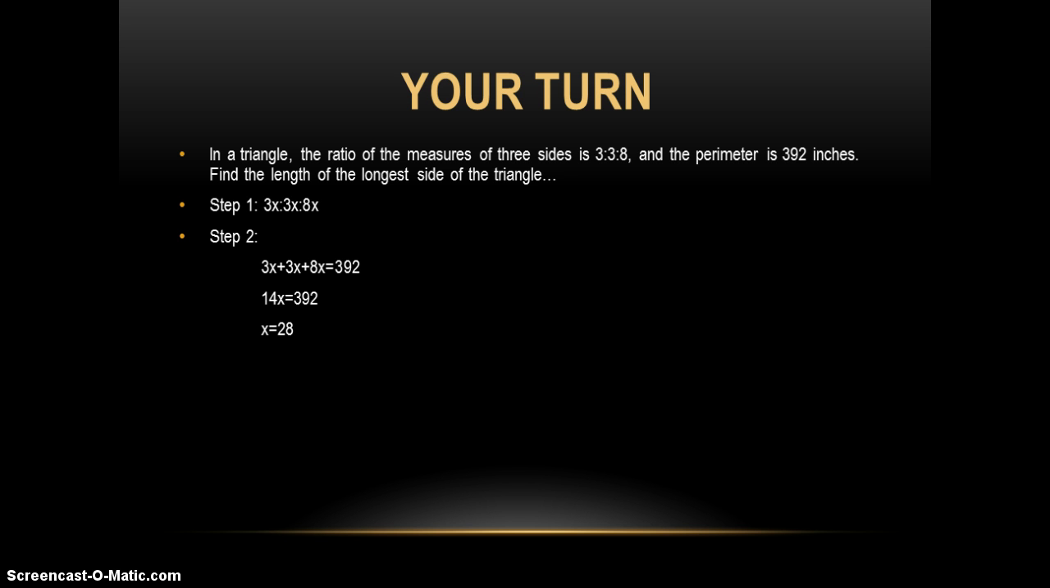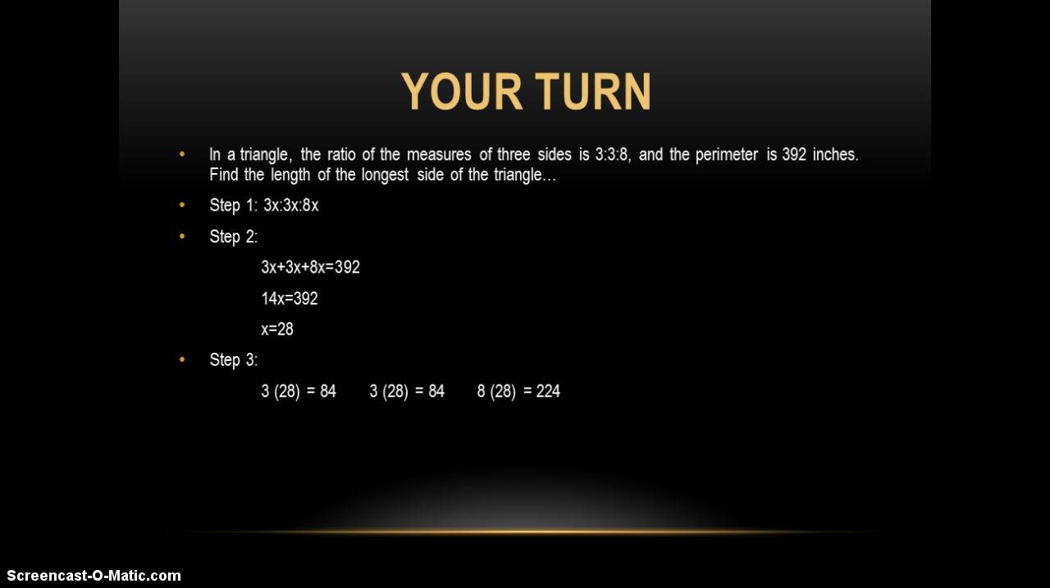Step 2, we're going to add them together and set them equal to the perimeter, so 3x plus 3x plus 8x equals 392, so we have 14x equals 392, and x equals 28.